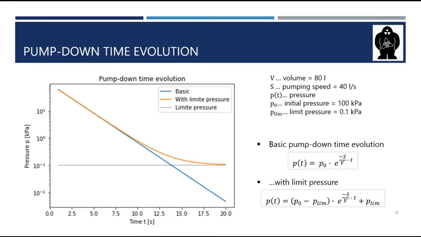This graph shows how a pump-down process may look. On the right side, there are parameters entering the functions used to draw these curves. Also, notice the logarithmic scale of the pressure. The ideal evolution is shown in the blue color, whereas the orange color represents the more realistic scenario with limit pressure.